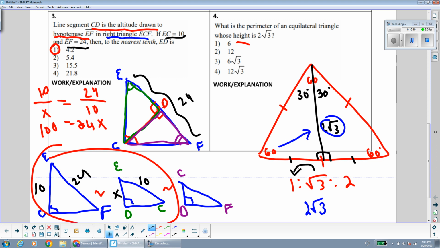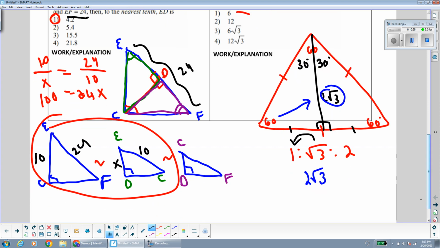Okay, so to get to the 1 part of the ratio, we're going smaller, so we need to divide. And we're going to divide by radical 3. So all I'm going to do is take 2 radical 3, and I'll do it right down here. Let me just get a little bit more space. Let me take that 2 radical 3 and divide it by radical 3. Radical 3 in the top and bottom cancel out. So the 1 part of the ratio is simply just 2.